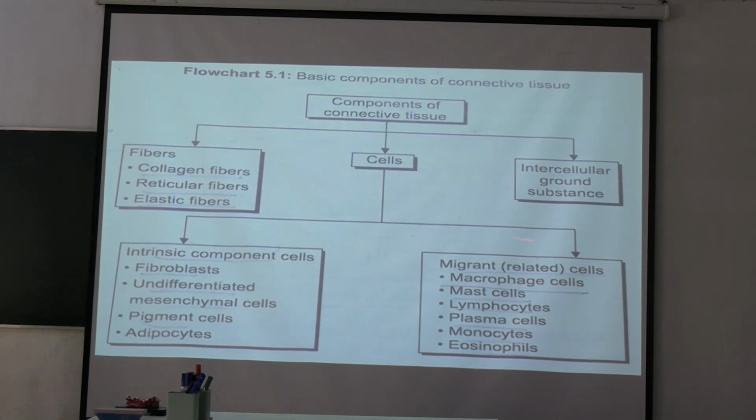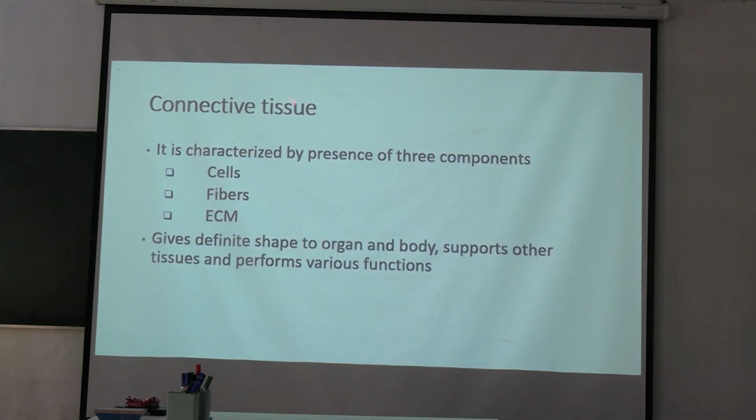Another component is intercellular ground substance. These are lying in between the cells and the fibers. So connective tissue is characterized by the presence of three components: cells, fibers and extracellular matrix. It gives definite shape to the organ and body, supports other tissues and performs various functions. So this is the function of the connective tissue.